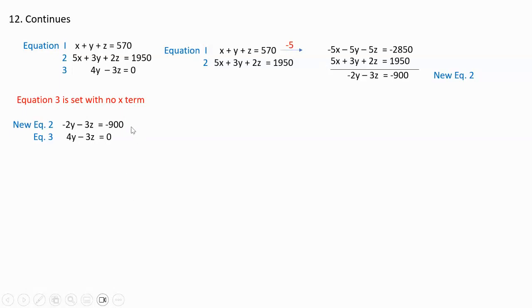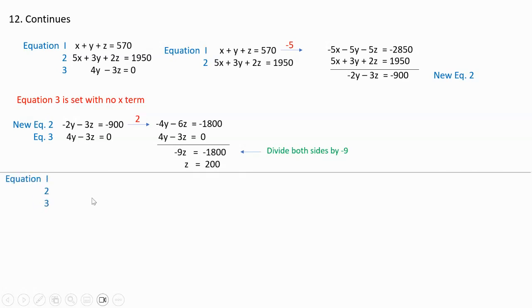Now I'm going to get rid of the y's, right? So the first equation 2, I need to multiply by 2 because 2 times -2 will give us -4. Therefore, we add it to 4, and that will be eliminated. Okay, so that will give us what? -9z equals -1800. We divide both sides by -9, and z equals 200.